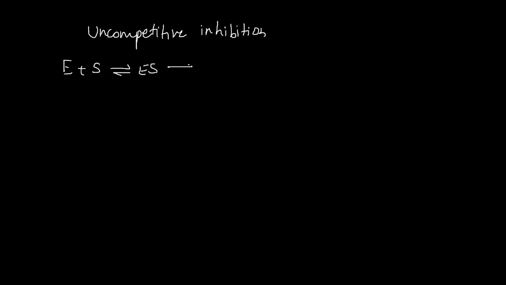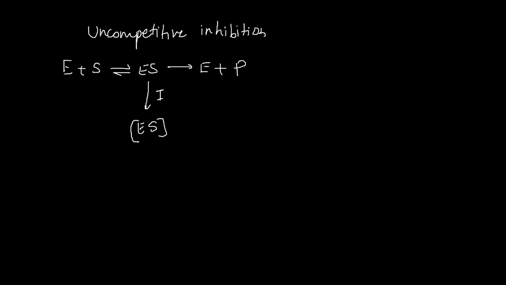Now coming to the second point, which is uncompetitive inhibition. So what happened in the case of uncompetitive inhibition? Again you will write the same formula, E plus S is going to form ES, and then it is going to form E plus P, and here the inhibitor will bind to only the enzyme substrate complex.